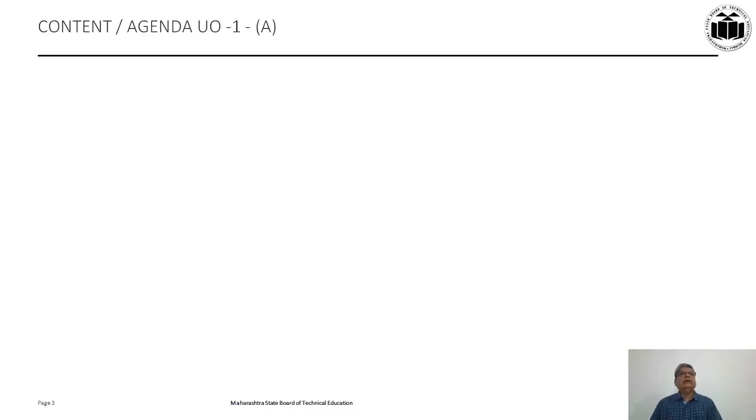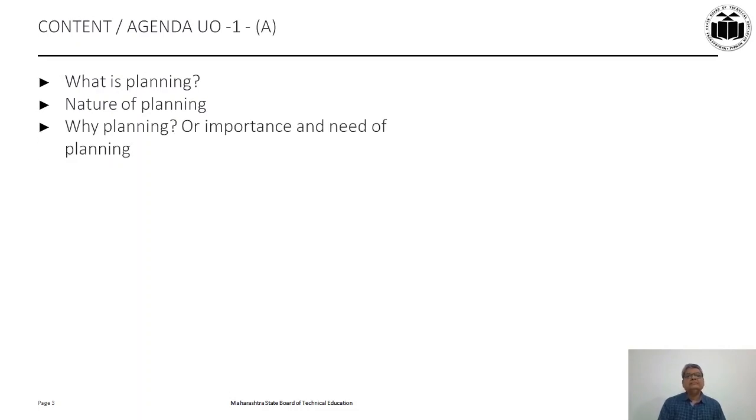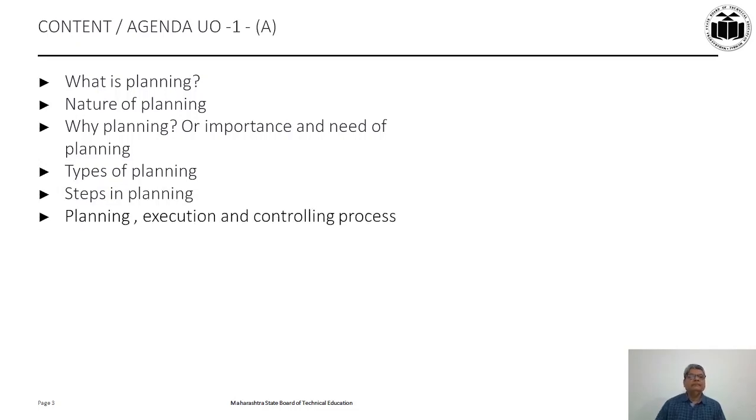Now we look at the agenda of UO1 part A. What is that? So we will discuss what is planning. We'll try to understand the nature of planning, why planning is required, what is the importance of planning, types of planning, steps in planning, and we'll see the relationship between planning, its execution, and the controlling process.